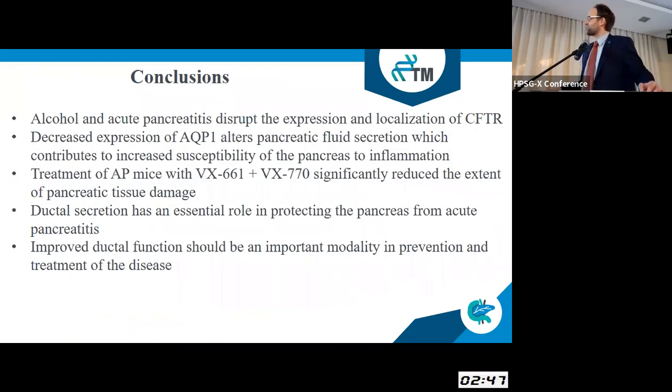So overall, our conclusions drawn from these experiments are that alcohol and acute pancreatitis itself will disrupt the expression and the localization of CFTR. This is probably also true for bile acids as well. If we knock out Aquaporin 1, this reduces the pancreatic fluid secretion, and the pancreas will have an increased susceptibility to pancreatic inflammation. We've also shown that treatment of acute pancreatitis mice with potentiators significantly reduced the extent of pancreatic damage. And overall, we can say that ductal secretion has an essential role in protecting the pancreas from this dreadful disease, and also that ductal function should be an important modality in the prevention and treatment of the disease.